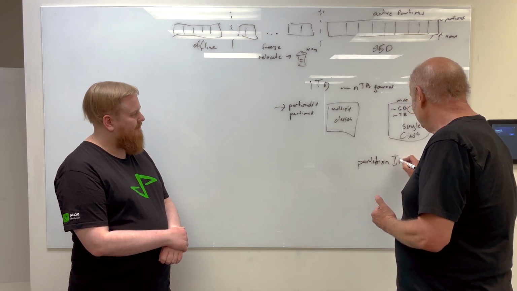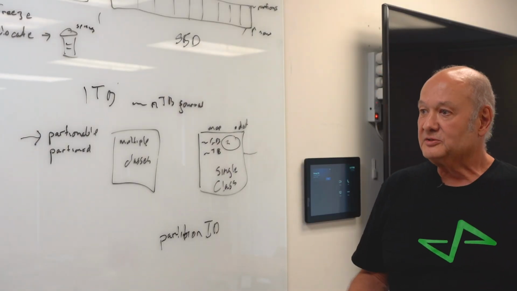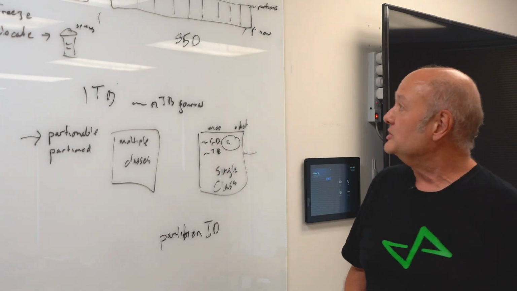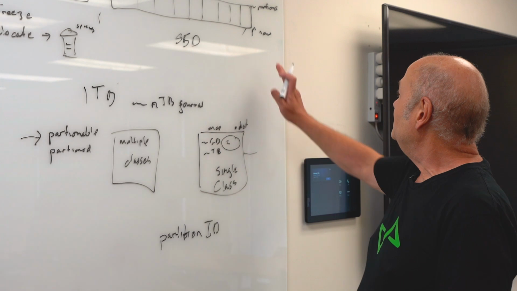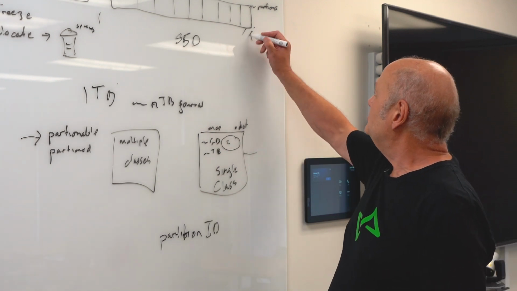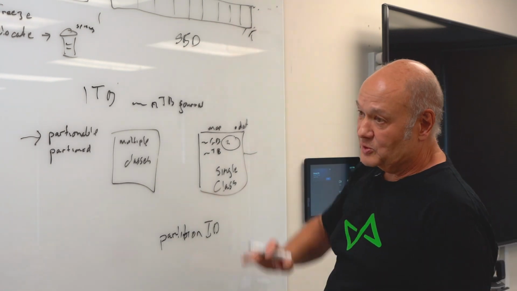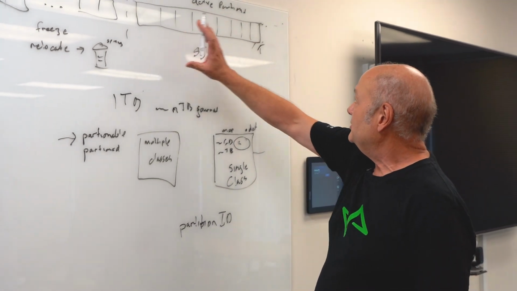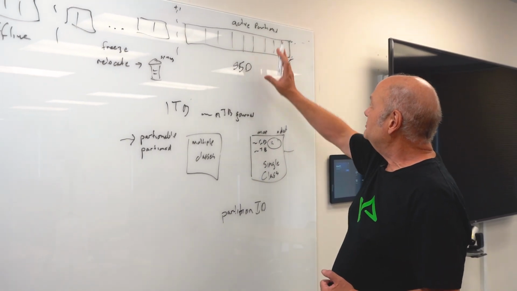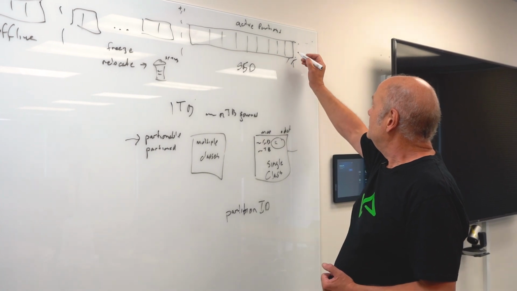Partition ID. Prior to 2022, we had a partition index method, and that was designed to handle a specific use case. I'll see if I can quickly draw that up. It was to support what we call sliding window scenarios. So if I overlay it on here, we've got active partitions.